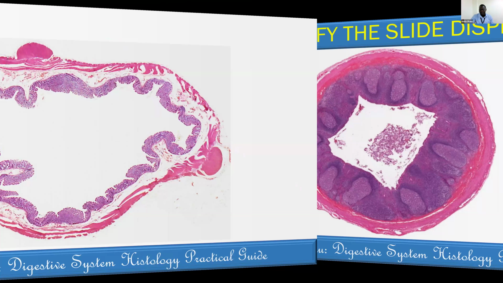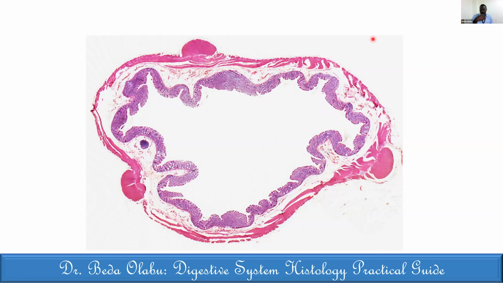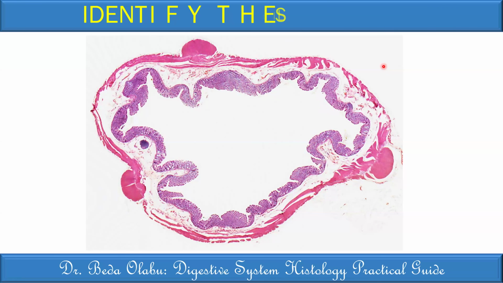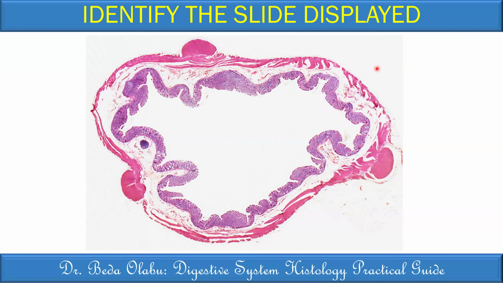Okay, this one. Yes, Sydney. I'll say it's the colon. The reason? Because I can see the bands of taenia coli, the 3 bands. Very well. That's the most outstanding thing at this magnification. So we can see 3 bands of longitudinal muscles. This is a colon.